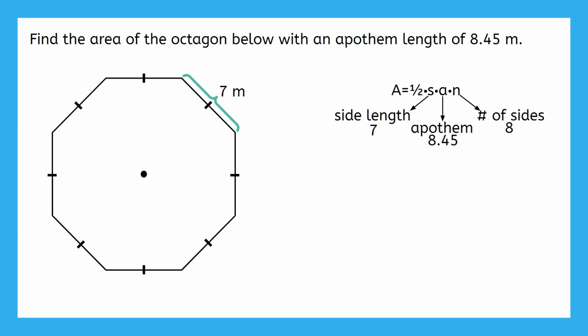Nice job! We were given S and A, and we can get 8 for n by either counting the sides in the shape or remembering that octagon means 8-sided polygon. Now all that's left to do is to substitute and evaluate. If you haven't already, pause the video here to finish this problem off.